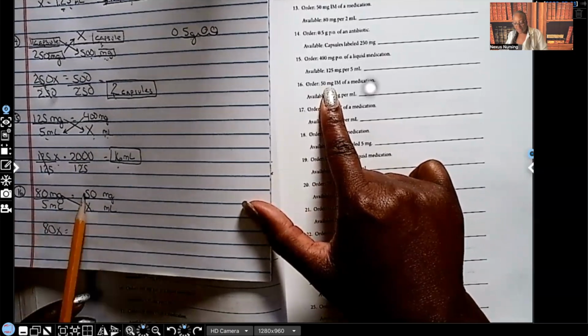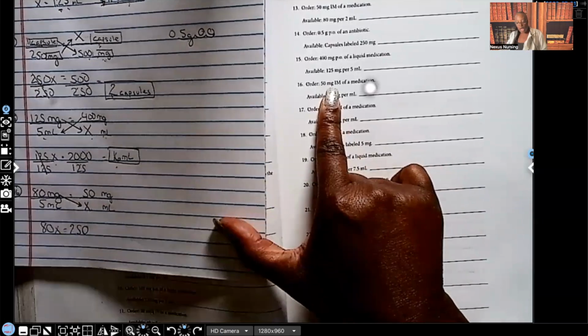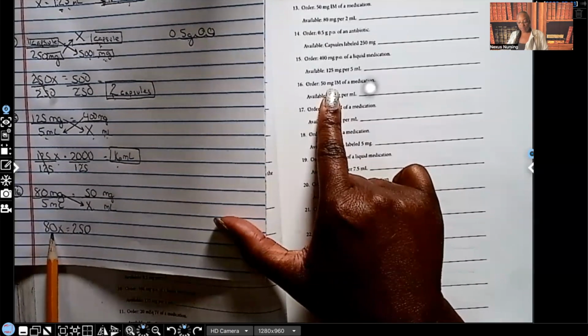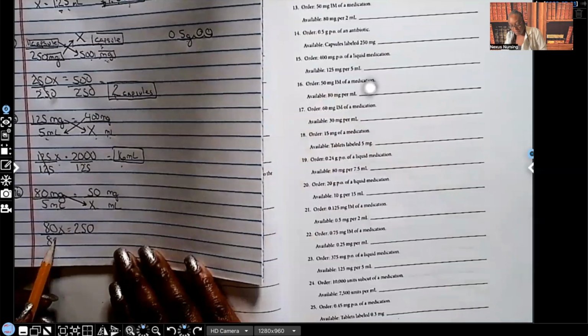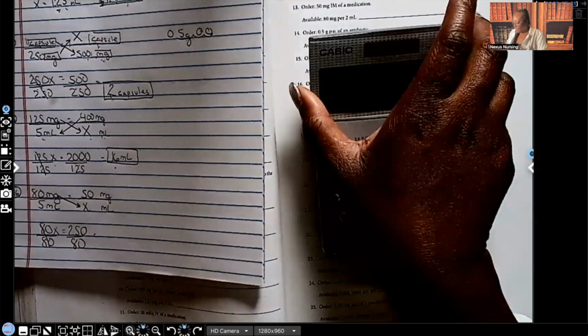times 5. 5 times 5 is 25. Then I'm going to add my 0 to 50. So now I have 80X is equal to 250. I have to get X by itself. So I'm going to divide both sides by 80. Divide by 80, divide by 80. Let's do 250 divided by 80.